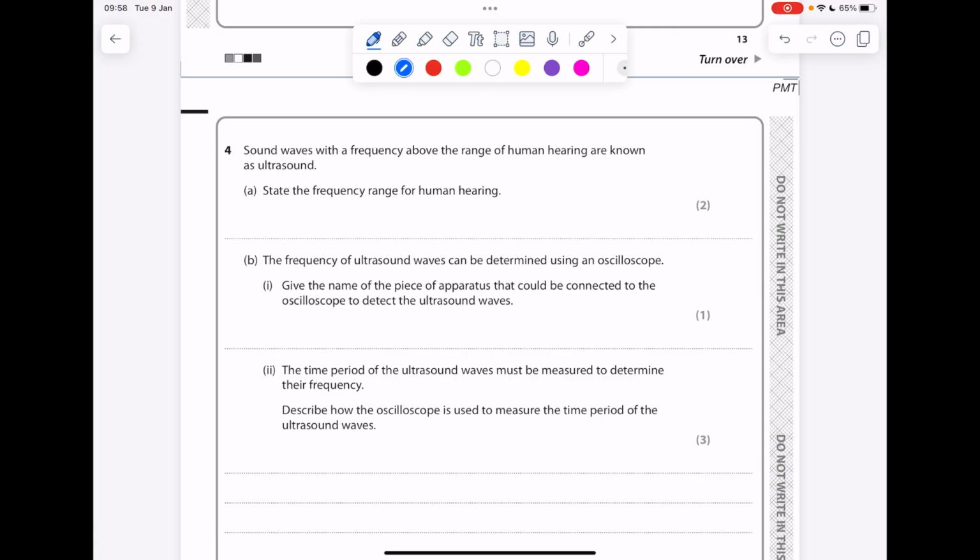Sound waves with a frequency above the range of human hearing are known as ultrasound. State the frequency range for human hearing. You need to learn this. It's 20 to 20,000 hertz. The frequency of ultrasound waves can be determined using an oscilloscope. Give the name of the piece of apparatus that could be connected to the oscilloscope to detect the ultrasound waves. So what type of apparatus detects sound waves? It's a microphone.